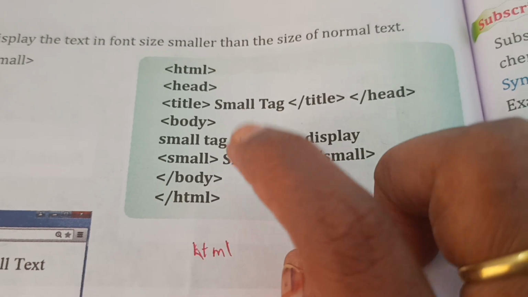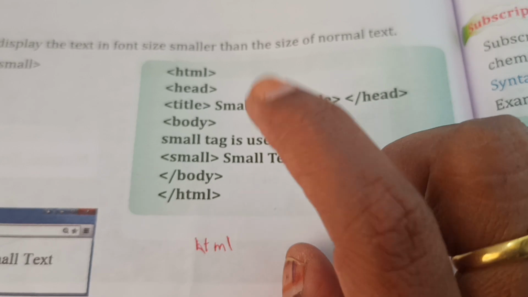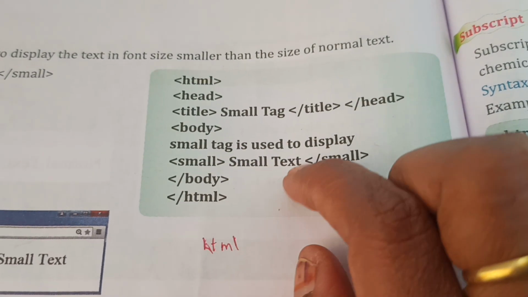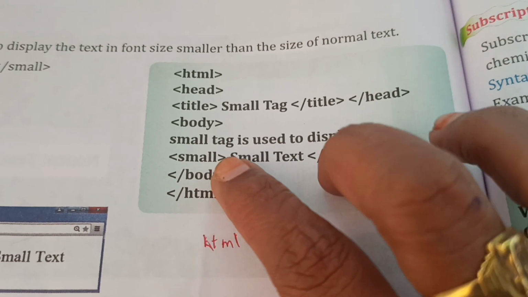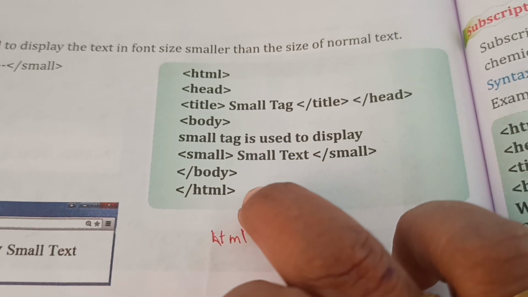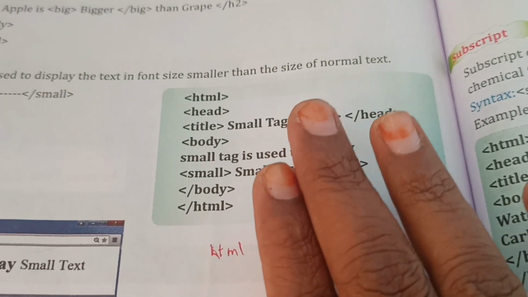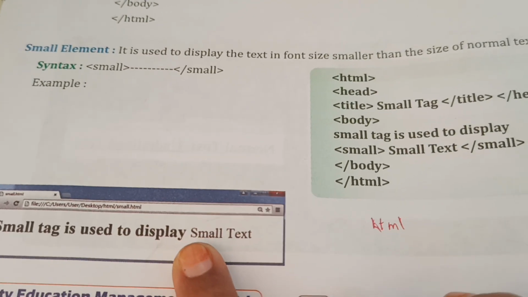What is the use? The small tag is used to display small text. That sentence, small text, and word is in the middle of the small opening tag and closing tag. So body closing, HTML closing. In this program I practically explained. Understand? This is the output.